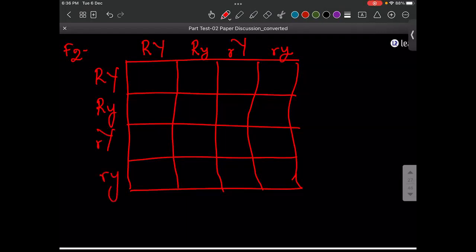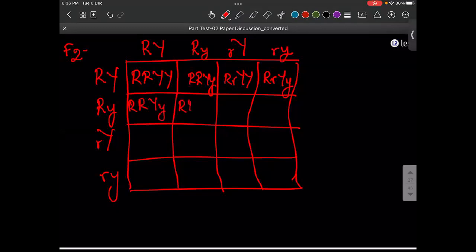Correct? Yes, sir. Now we just literally multiply them. So what comes here? Capital R, capital R, capital Y, capital Y. Capital R, small r, capital Y, capital Y. Then capital R, small r, capital Y, small y. Capital R, capital R, small y, small y. Capital R, small r, capital Y, small y. Capital R, small r, small y, small y.